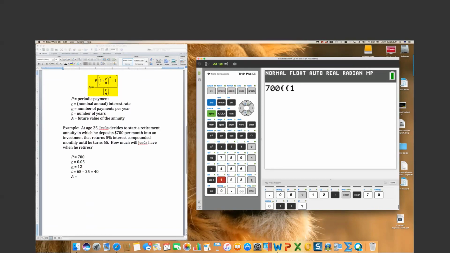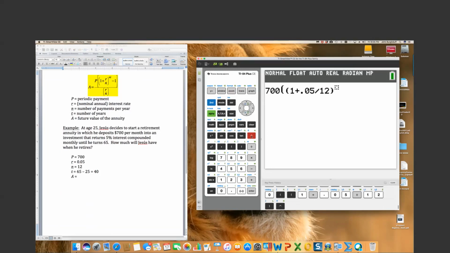1 plus R, 0.05, divided by 12, close the parentheses. Then we need an exponent. We get an exponent using this button. It looks like a little hat. It's called a caret. And notice that the cursor moves up into the exponent.